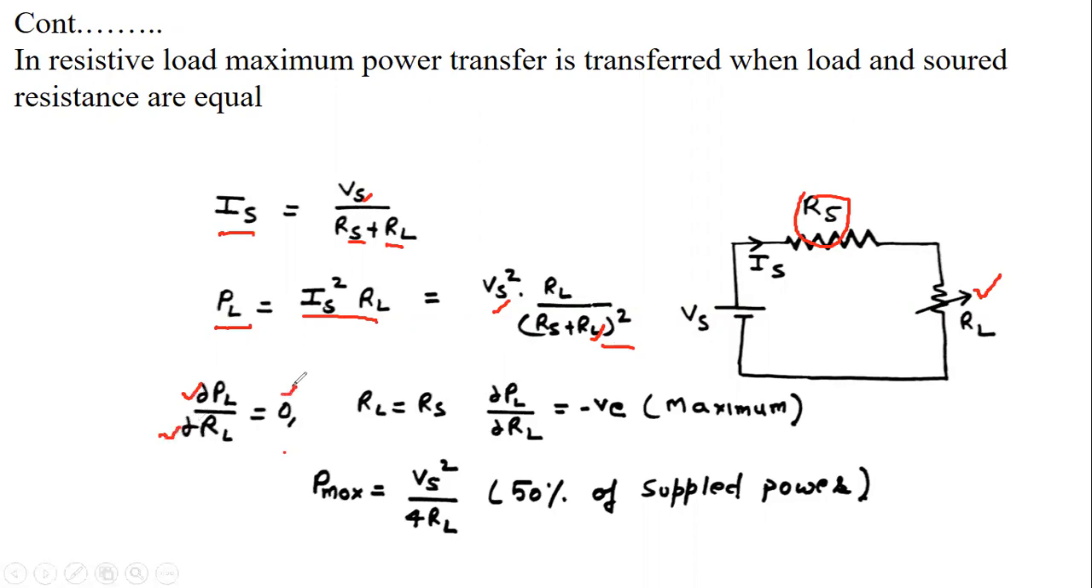First, differentiate the power with respect to the load, because for the maximum or minimum condition, first make del PL upon del RL equal to 0, and then calculate the value of del square PL upon del RL square. If this is negative, then the power is maximum. So maximum power is transferred when RL equals Rs, and this is 50% of the supplied power.